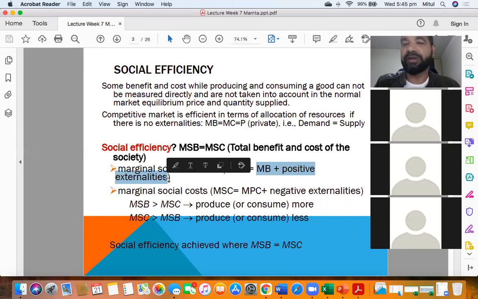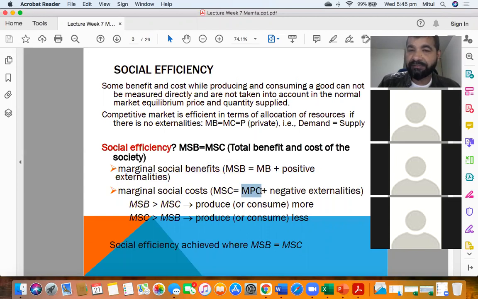Marginal social cost is marginal cost plus negative externality. So what is the marginal cost? The production cost, they mean. Marginal production cost plus negative externality.